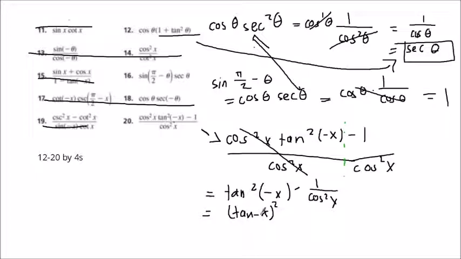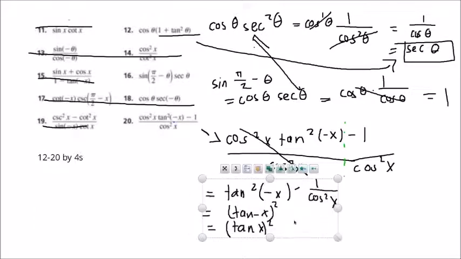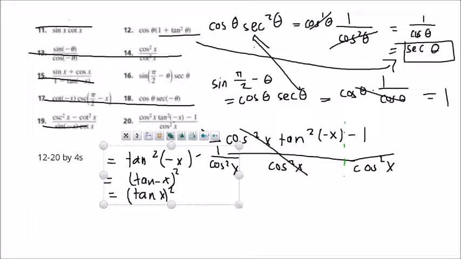Since it's an odd function, you move the minus outside, but if you take the minus outside and you square it, you'll just get tan of x squared, right? That's just what you're going to get. Tan of x squared. So if you take this tan of x squared right here, that's tan squared x.